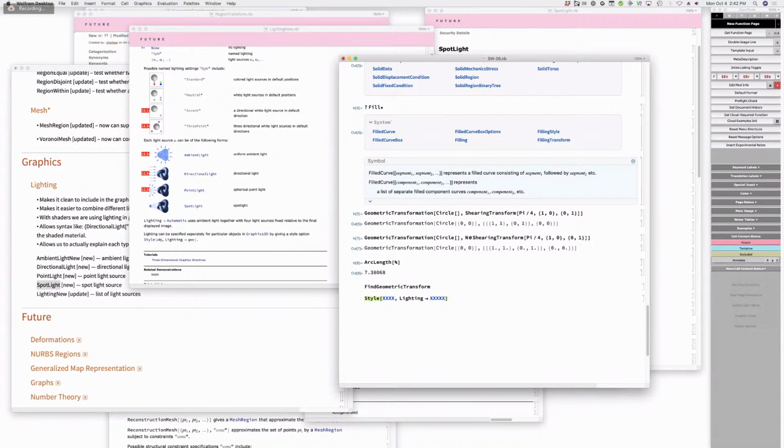Okay. Geometric scene 3D, Mohammed is asking for. Yeah, well, that's hard.